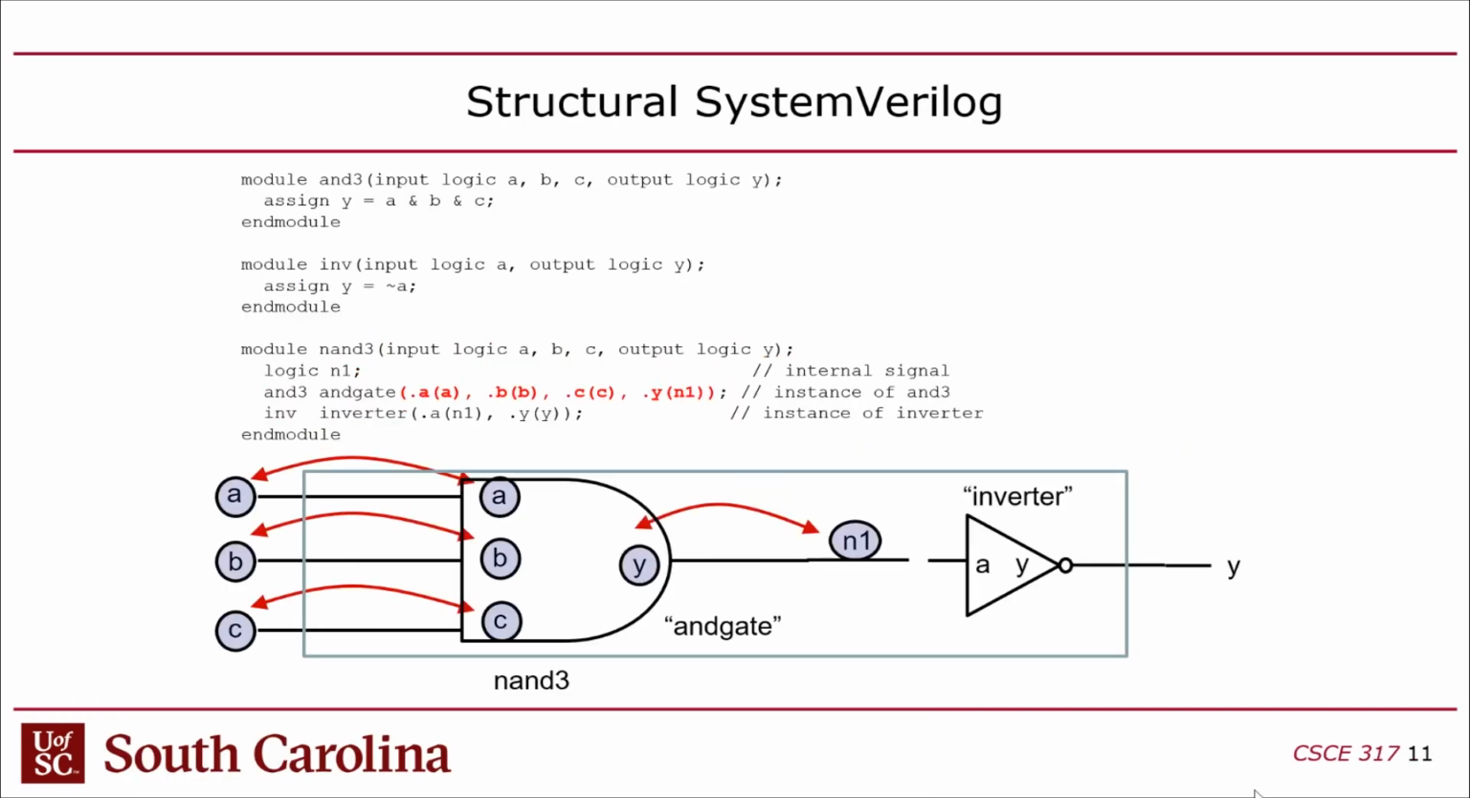This is an example of structural Verilog, and it's shown graphically. It also shows how the same signal, the same physical wire, has different names depending on which module you're looking at it in. So this N1 is the same as Y inside the AND gate, and it's the same as A inside the inverter, or N1, as I mentioned, in the NAND, the top module.